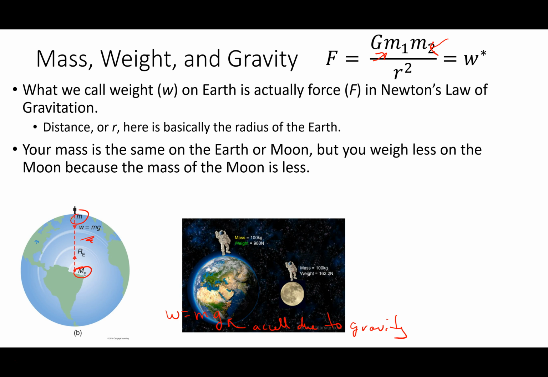So I think I mentioned this the other day. Here we have, not drawn to scale, a happy astronaut on the Earth and a happy astronaut on the moon. How does the mass change as the astronaut goes from the Earth to the moon? How does the mass change?